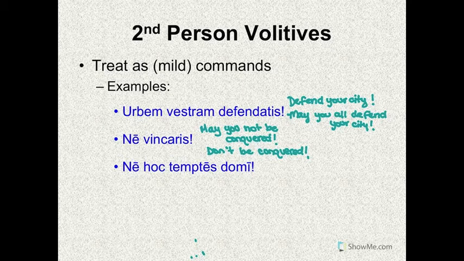Let's see if we can think about the next one. Ne hoc temptes domi. Any thoughts here? Yeah, in this sentence, I'm trying to express the common English phrase, don't try this at home. However, you could also easily translate the sentence as, may you not try this at home. Whatever works best based on context.